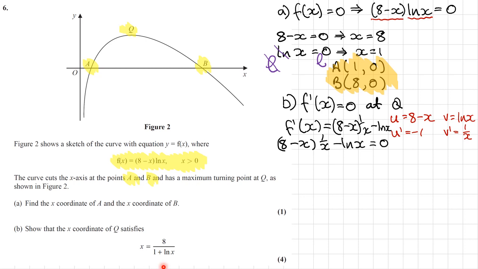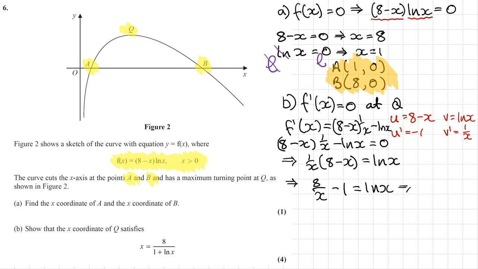Right, and basically we just need to rearrange it to get into this form. So the first thing I'm going to do is to move the log x to the other side. So I've got 1 over x, 8 minus x is equal to log x. Then I'll expand the brackets. So I'll have 8 over x minus 1 is equal to log x.